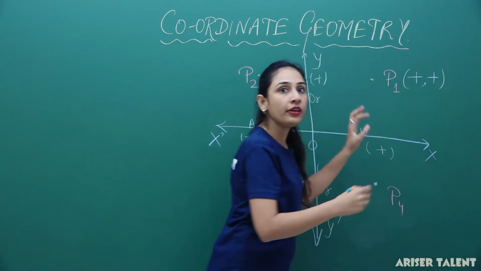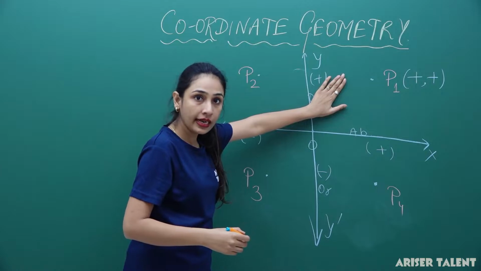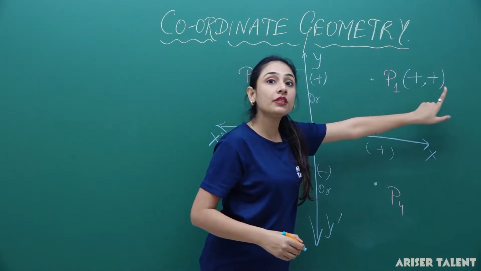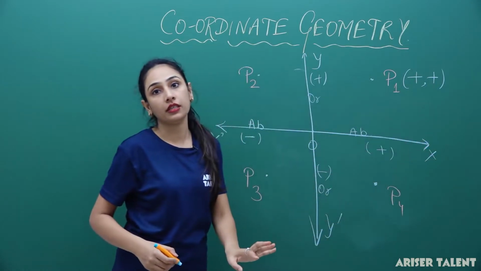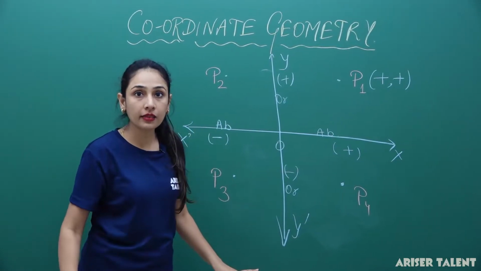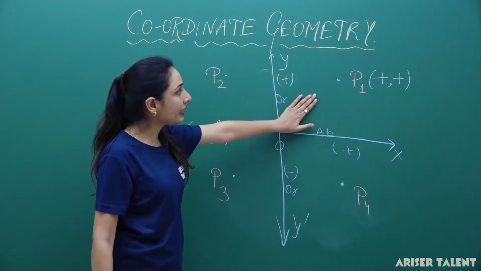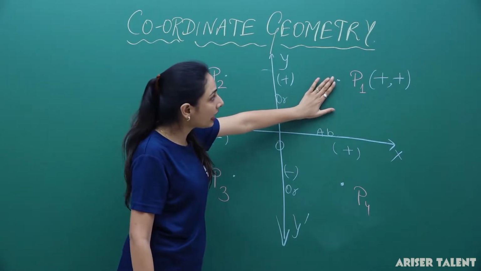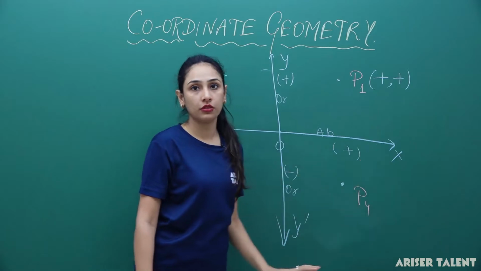So, any point in this section will have positive abscissa, positive ordinate. Is this clear? So, if I have anything in my first compartment, this compartment here, that will always be positive and positive.